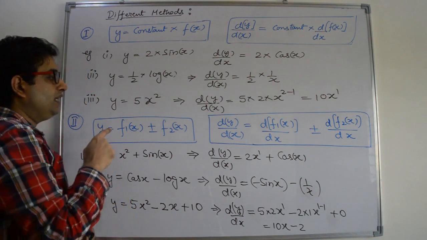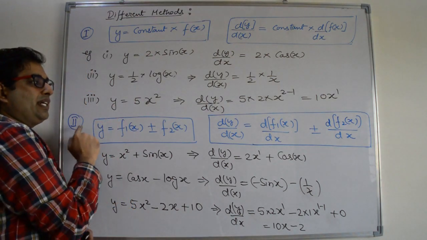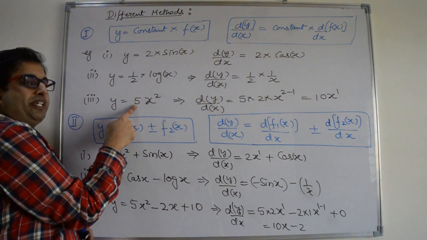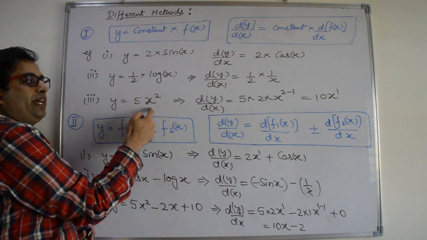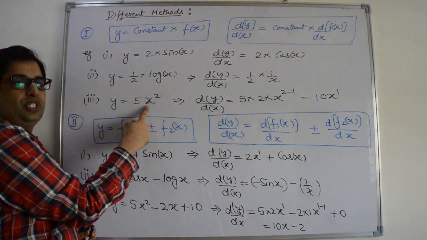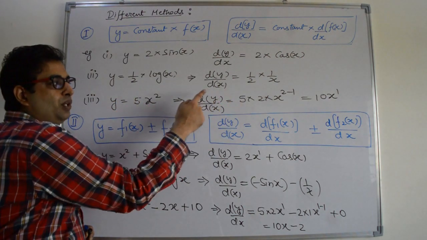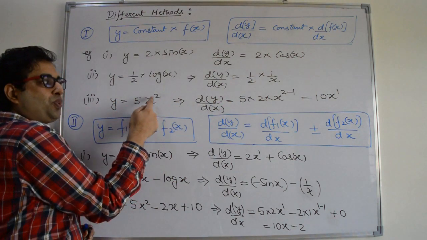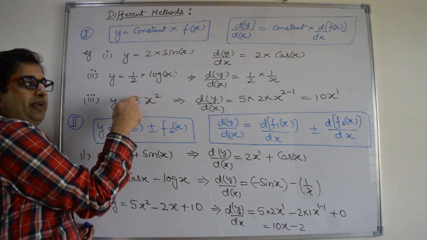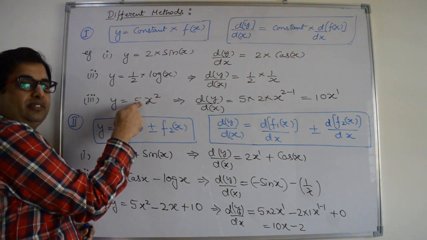Right? Third example. In third example, 5 is in multiplication and x square is x dependent function. So what we have to do? 5 will remain in multiplication. Only we have to differentiate x square. So power will come in multiplication, x power n formula.